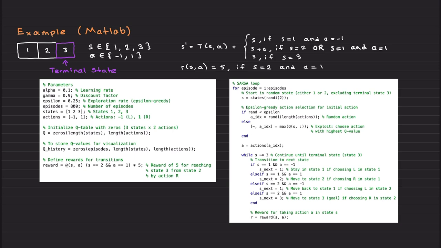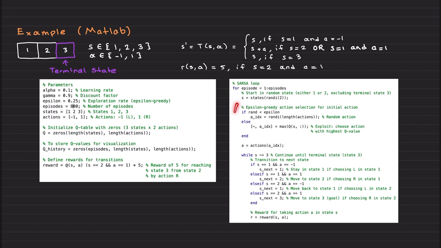So this is the algorithm. We initially set up the parameters, initializing the Q table as zeros. This is for recording purposes. At the end, I will show you how the Q values change over episodes. Here is the reward function. Then basically we are going to have 800 episodes. We start in some random state, either 1 or 2, because reaching 3 is the goal and the game is over when we reach state 3.